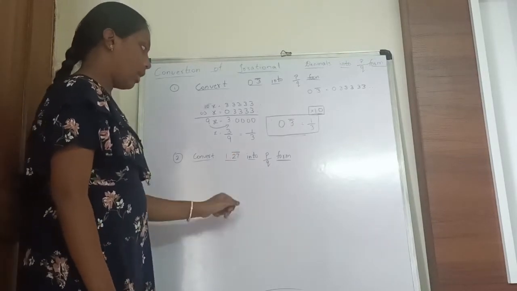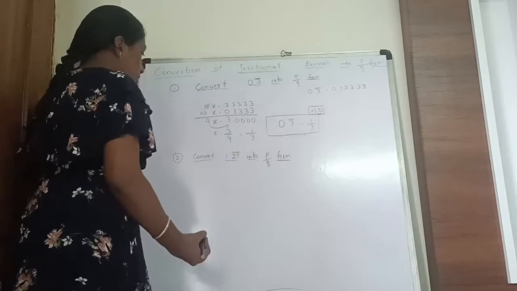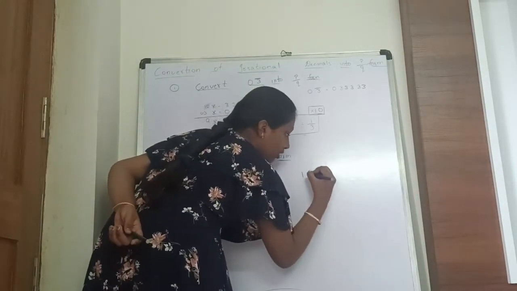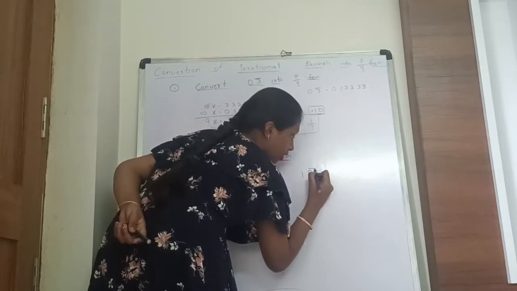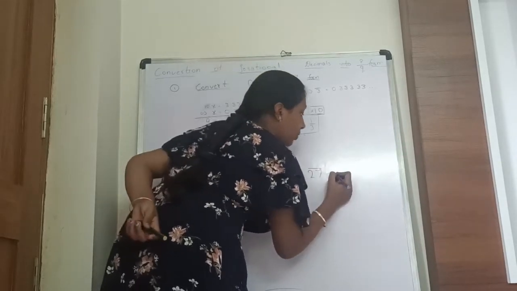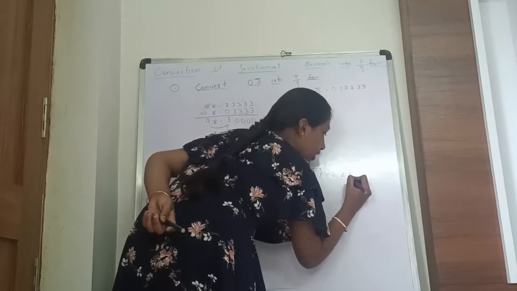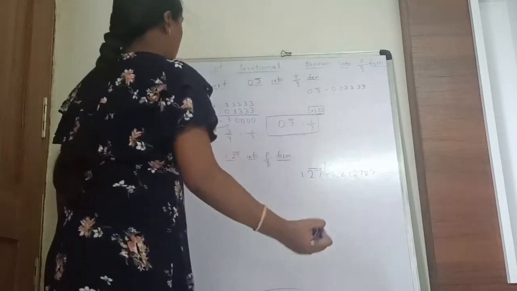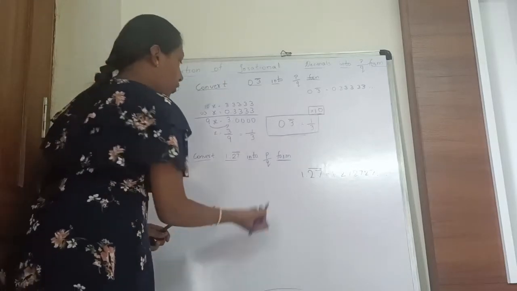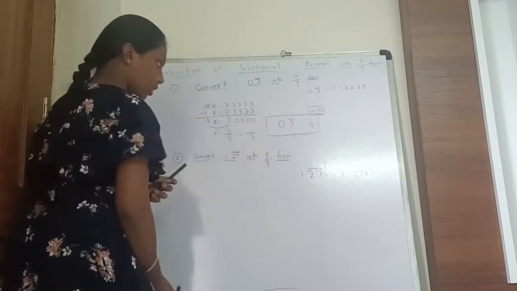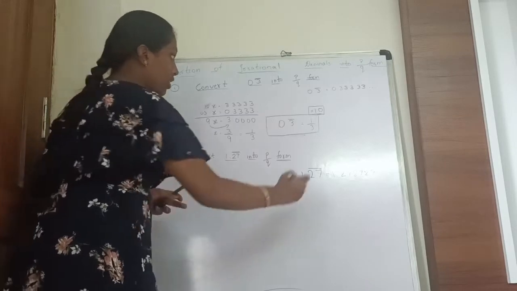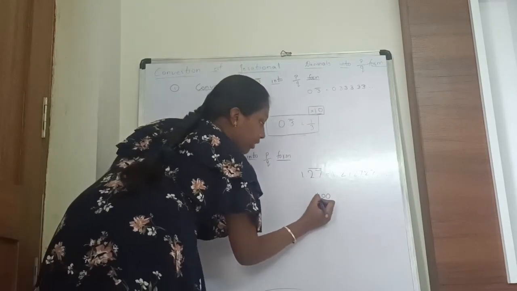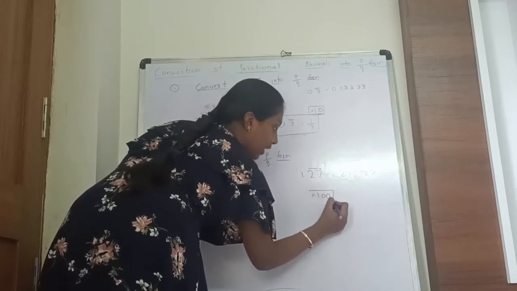Convert 1.27 bar into p by q form. So what is the meaning of 1.27 bar? It is the number 1.272727 and so on. Now, how many digits are there under the bar? 2 and 7. So that means 2 zeros and then a 1, so you have to multiply by 100.